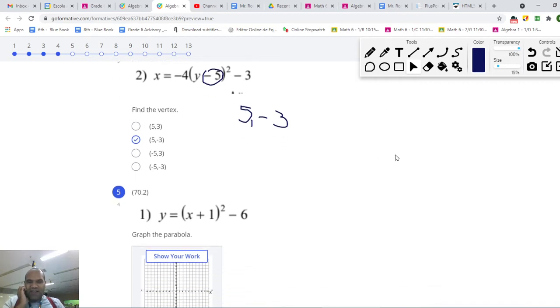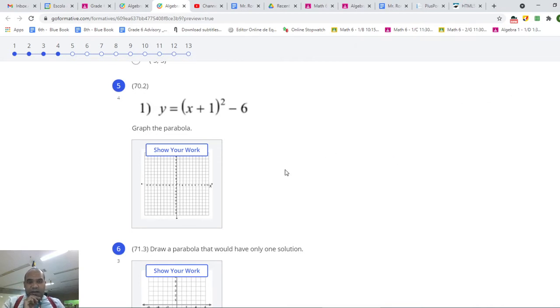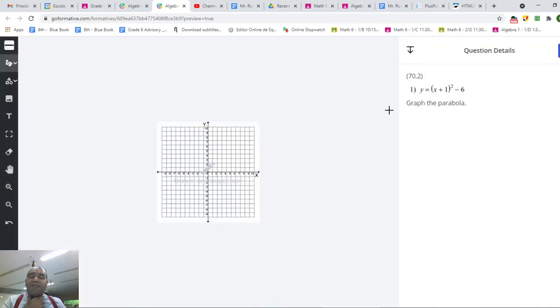Nice. Very easy. Number 5 here, guys. What are you supposed to do? We need to graph the parabola. But how do we do it, mister? Guys, we have the vertex. The vertex we know already. How, mister? The opposite number. The vertex is the opposite sign of the number in the parentheses, negative 1 and negative 6. Okay, yeah, we did it before. Exactly the same.